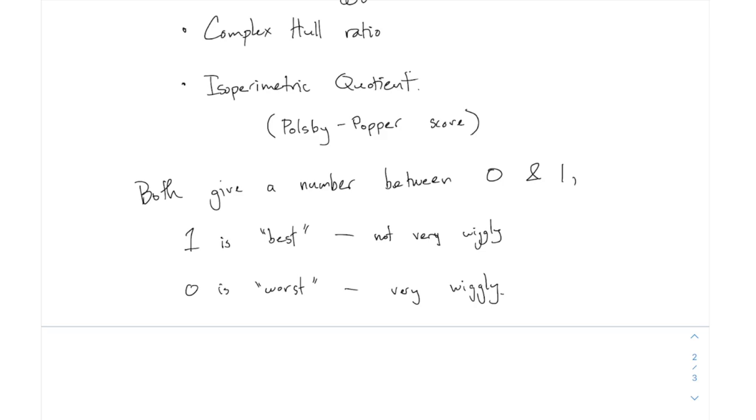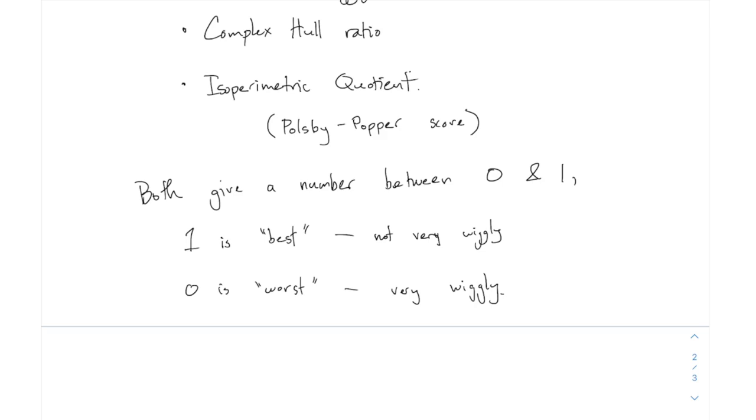You can write them as percentages too, but the basic idea is if your answer is close to one, that's good. It means it looks like, you know, a square or something would be very close to one. And if the thing is close to zero, that means it's super wiggly, and that's bad. All right. Okay, let's talk about the first one.